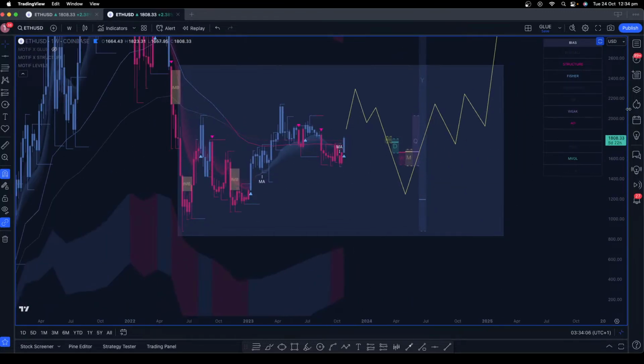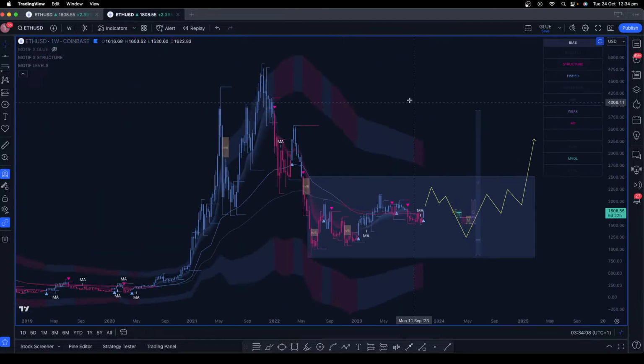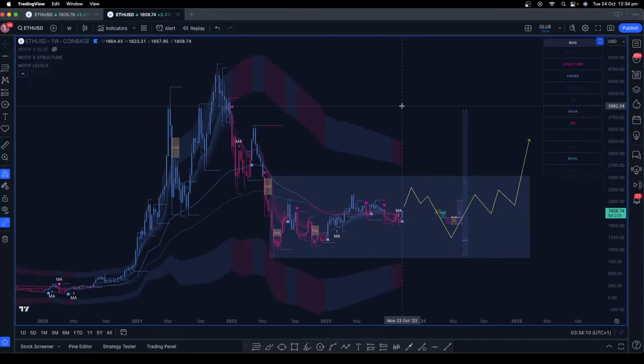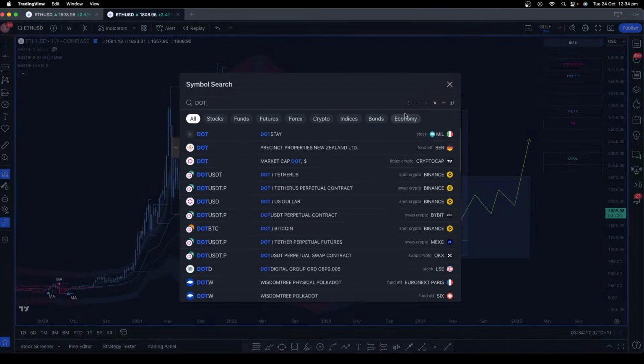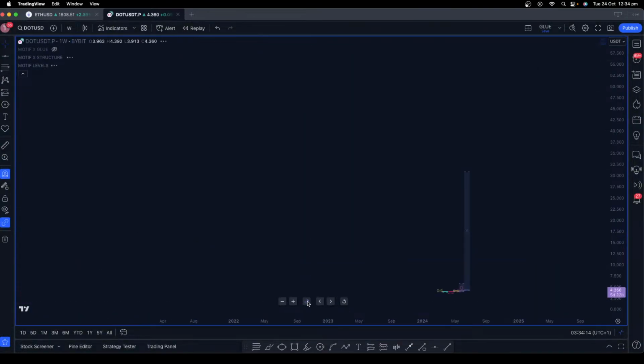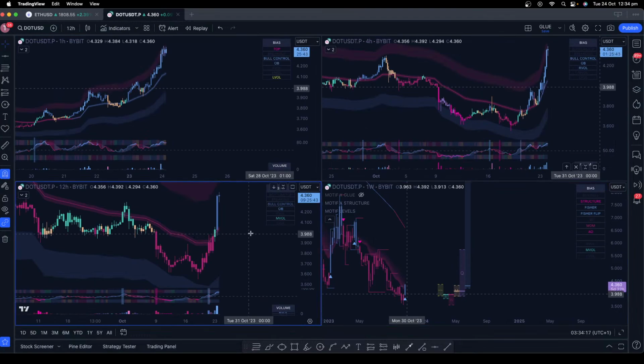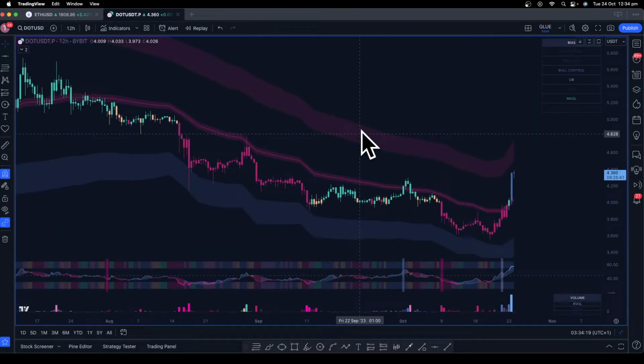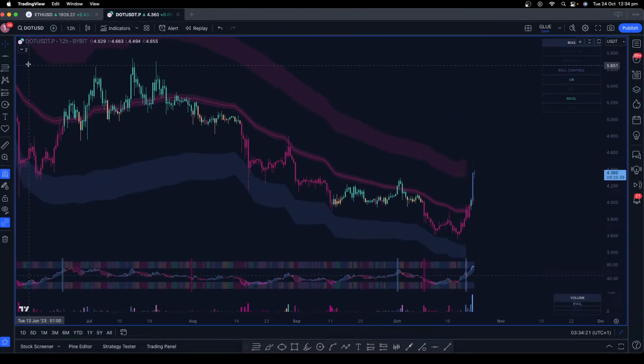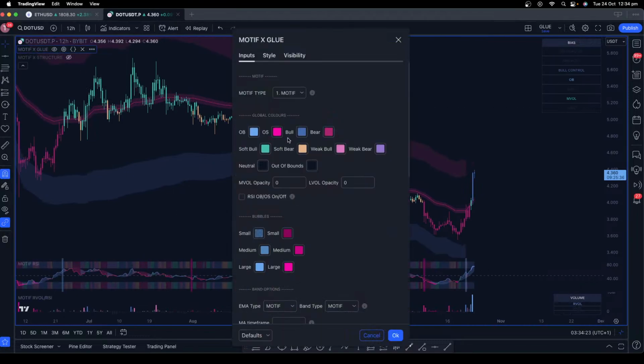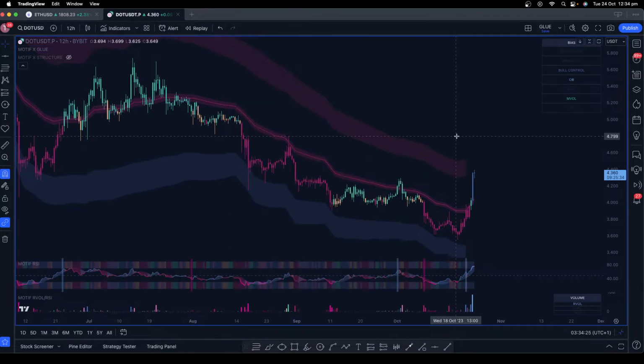I'm just playing it from level to level on the lower time frames right now. And this is how I've been catching some of these moves. So Polkadot, for example, we go on here. Now I have different settings for this. Let me see what one I had on. I think it was this one.